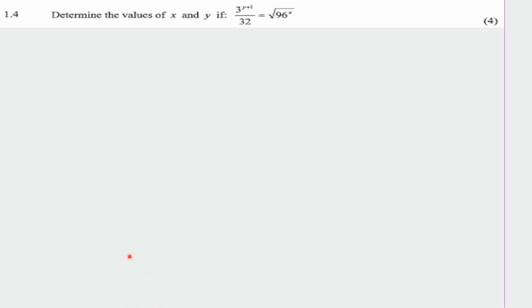Okay. So what you have to do in this situation, let's first simplify what is on the left and also simplify what is on the right, to see if we can get any clue on how to equate the left to the right. So now here we have 3 to the power of y plus 1, which is divided by 32.